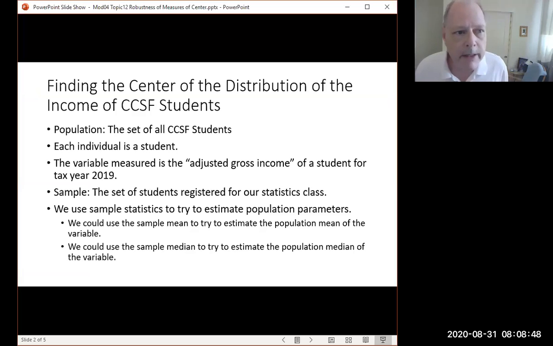So here's an example. We want to find the center of the distribution of the income of City College students. So the population being studied here is the set of all CCSF students. Each individual belonging to that population is a student. And the variable that we're going to measure for each student is the adjusted gross income for tax year 2019.